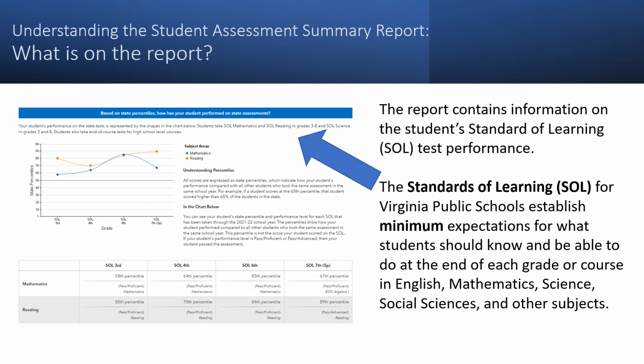As a reminder, the Standards of Learning for Virginia Public Schools establishes minimum expectations for what students should know and be able to do at the end of each grade or course in English, mathematics, science, and social studies, and other subjects.